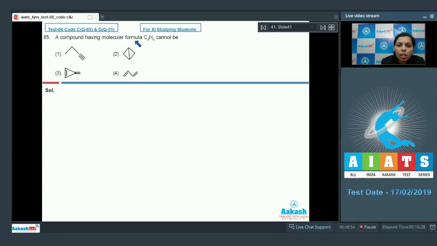A compound having molecular formula C4H6 cannot be. If you look at the given compounds, let's check. First, we have this compound in which how many carbon atoms are present? 4 carbon atoms. Let's provide them hydrogen also. Here is the hydrogen atom. There would be 2 hydrogen atoms. Here 3. So the total number of hydrogen atoms in this case is 6. So this has the molecular formula C4H6.